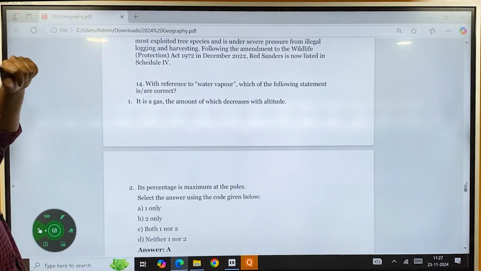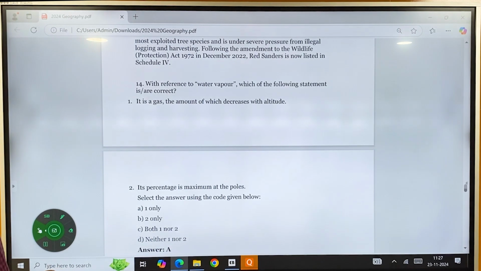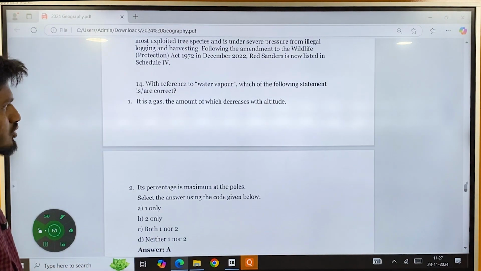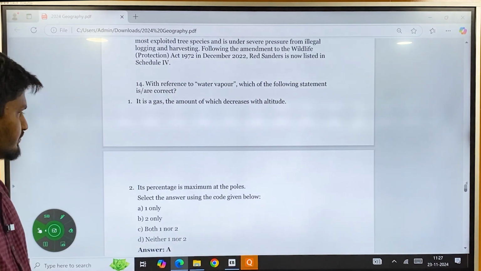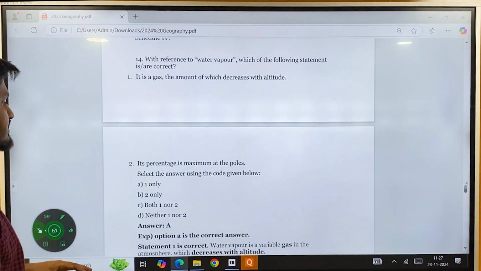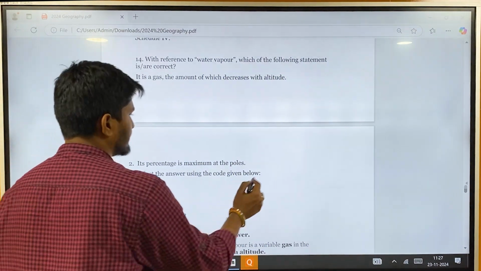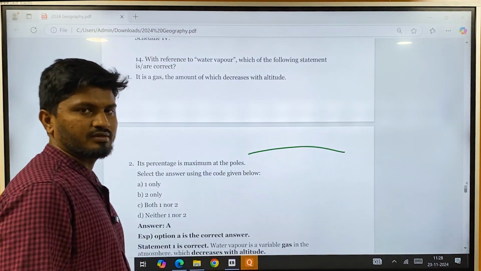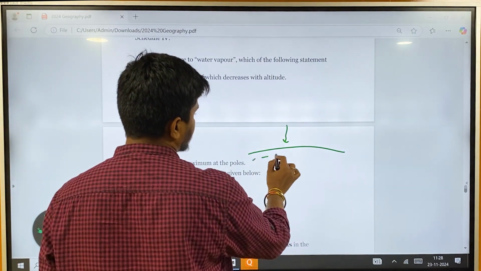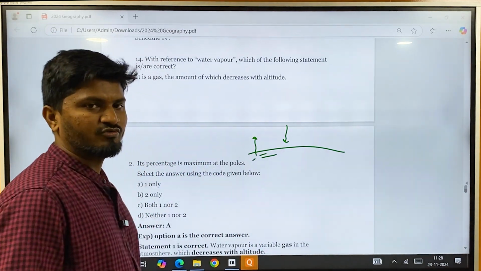And then question number 14, again physical geography now. With reference to water vapor, which of the following statements is or are correct? It is a gas, the amount of which decreases with the altitude. Its percentage is maximum at the poles. Okay, so the correct answer here is option A, 1 only. What is water vapor? It is the gaseous form of water. When the water is heated, it starts escaping in the form of water vapor.